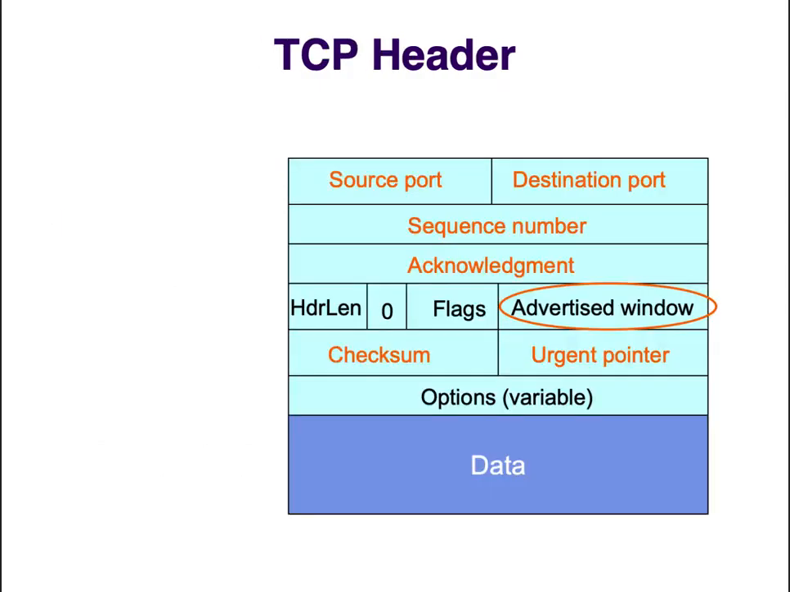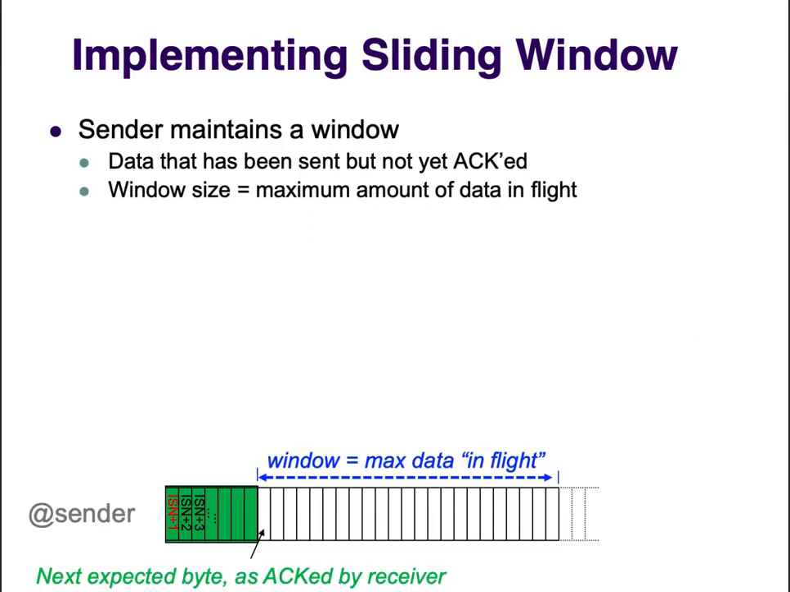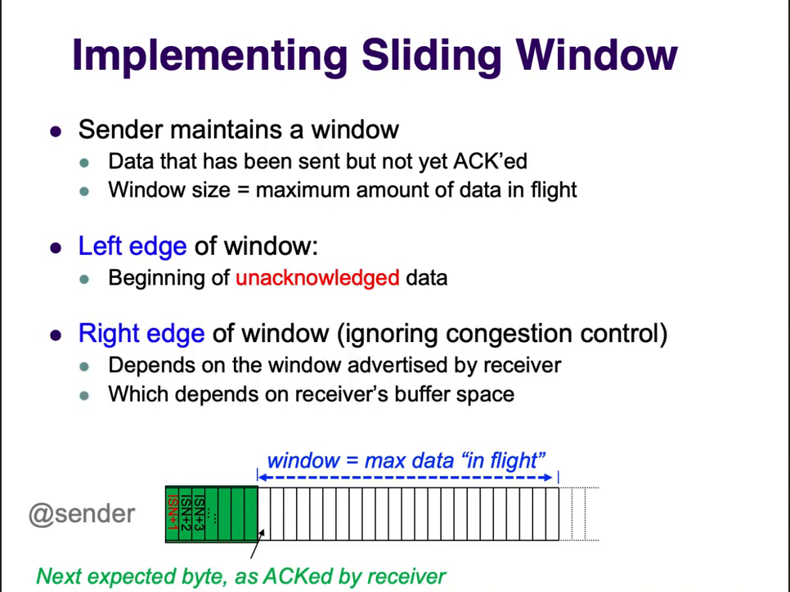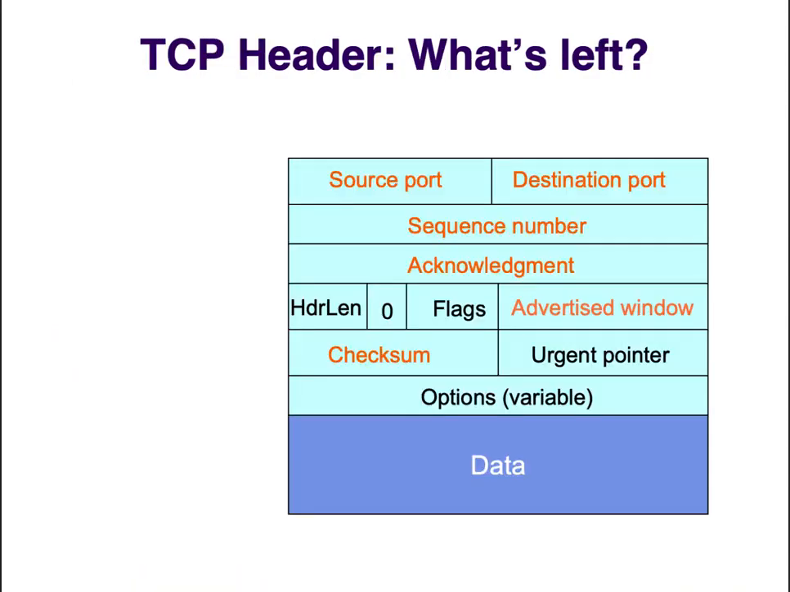Okay. So flow control, we have the advertised window, as promised. And the way we're going to use it is that the sender maintains a window. The left edge of this window is the first unacknowledged byte. You've seen this figure before. The right edge, if we ignore congestion control, you cannot go further than the advertised window. That was what we said was flow control.